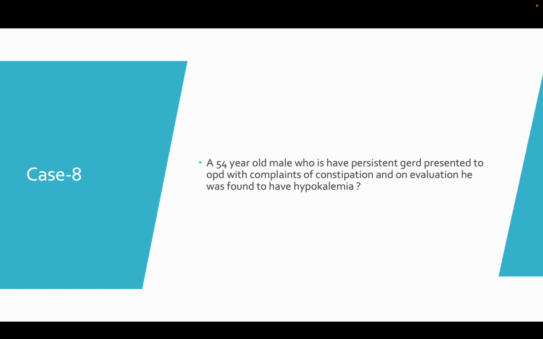A 54-year-old male who has persistent GERD presented to OPD with a complaint of constipation, and on evaluation was found to have hypokalemia. So he is just having GERD. All GERD patients in our OPD generally take proton pump inhibitors. So what is the importance of this? Any patient who is taking proton pump inhibitors for a long time is prone to have hypomagnesemia because of the chronic acid suppression. Because of that hypomagnesemia, the patient will have hypokalemia. So that is the cause of constipation.